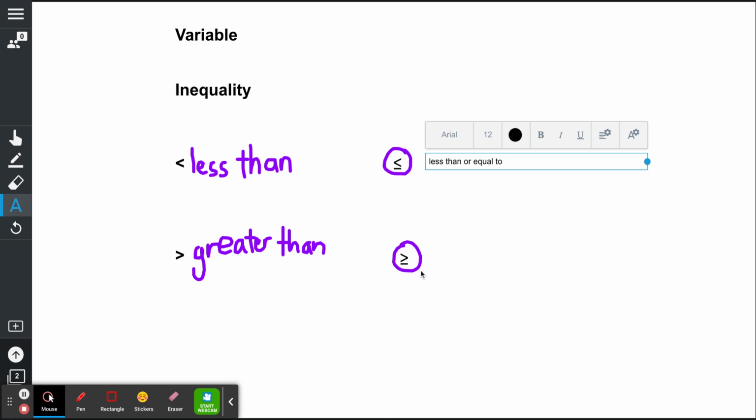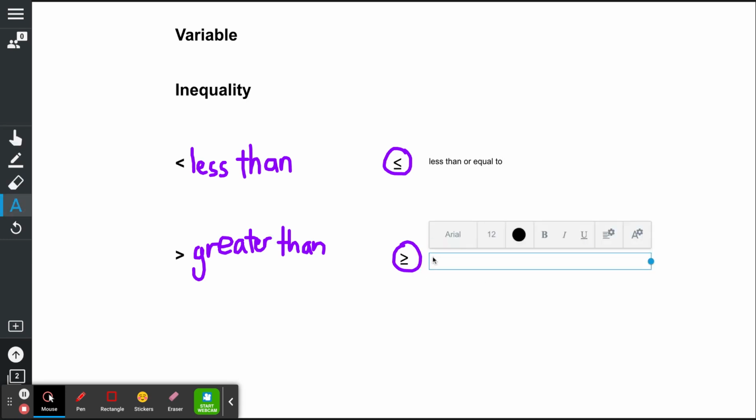With that being said, this symbol looks very similar to the greater than symbol, and you can probably guess from now that it also has half of an equal sign. So that means it is greater than or equal to. That's what that symbol represents.